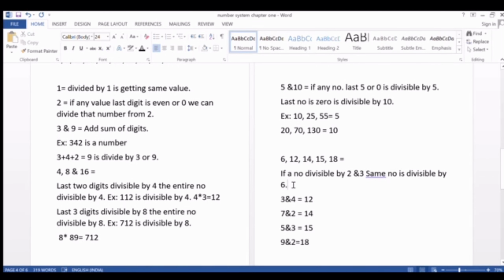If a number is divisible by 2 and also by 3, it is divisible by 6 also. For example, 12 is divisible by 6. Hope you understand the 6 divisibility rule. And we move on to the next rule.